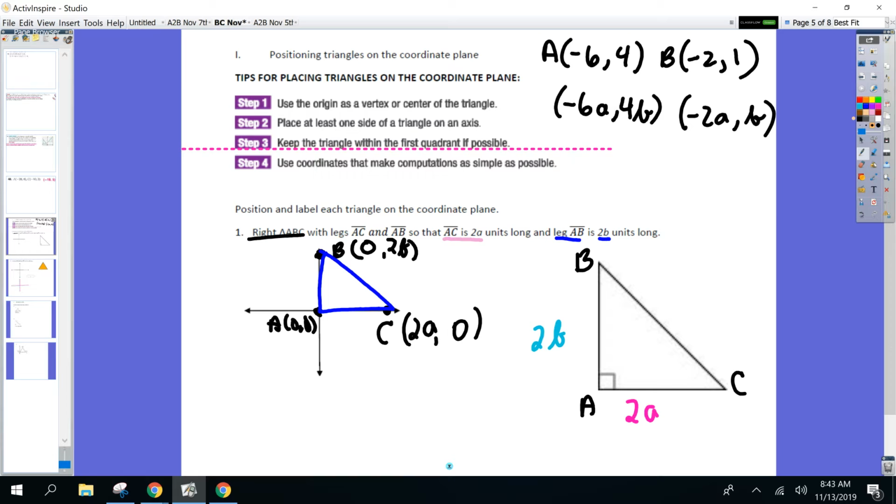But is everyone all right on the right triangle? That's usually the easiest, the way we started off. Placing a right triangle somewhere. Everybody good? Okay, we got a right triangle. Let's move it to isosceles now.